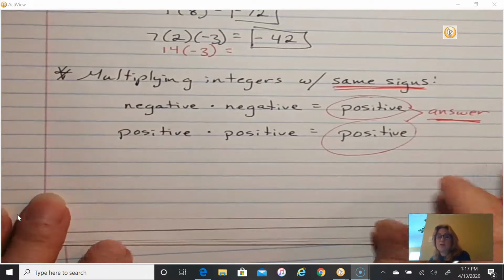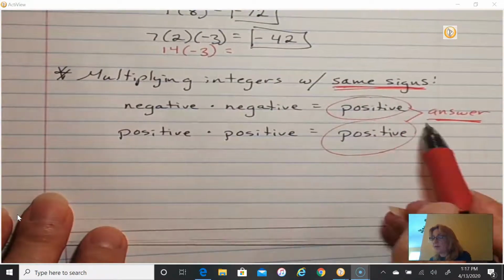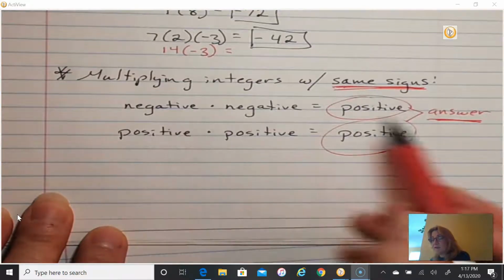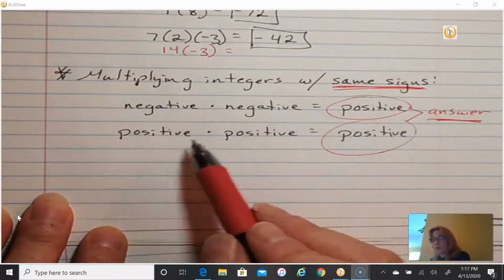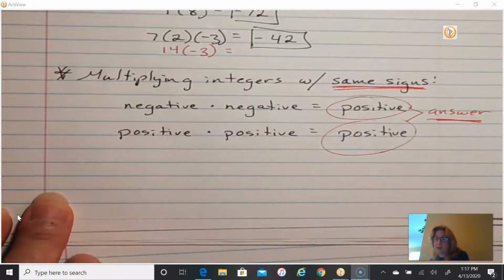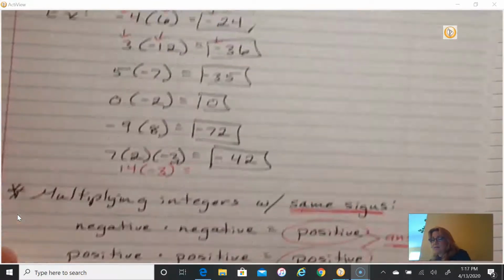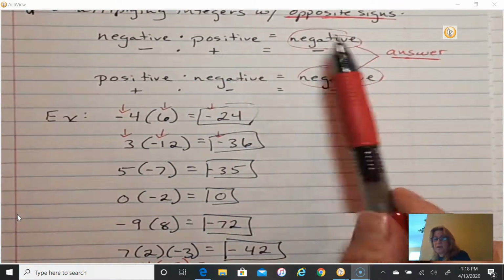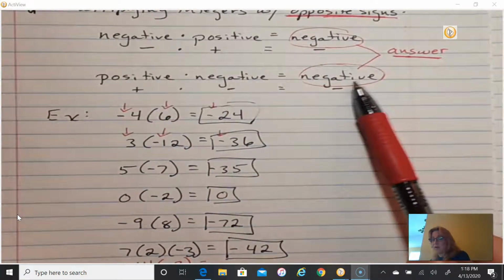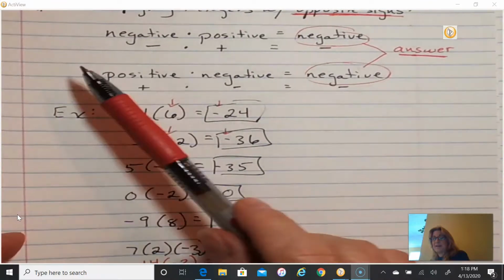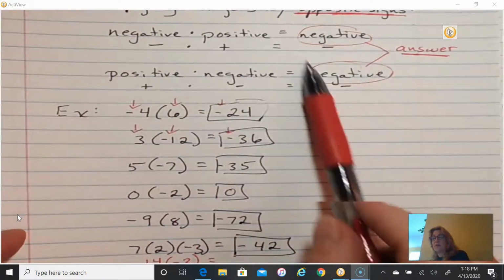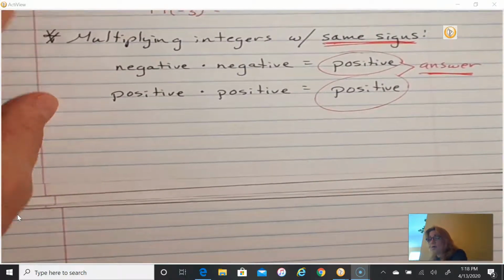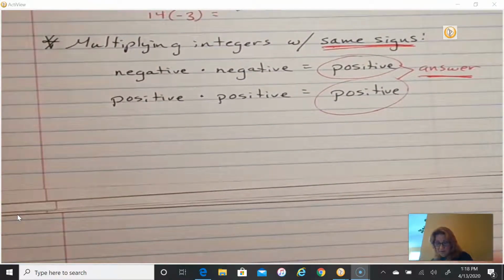So when multiplying and the signs are the same, your answer is always going to be positive. Negative times a negative equals a positive. Positive times a positive equals a positive. Up here, negative times a positive, always negative. Positive times a negative, always negative. So if the signs are different, the answer is always negative. If the signs are the same, always positive. You got to memorize that.